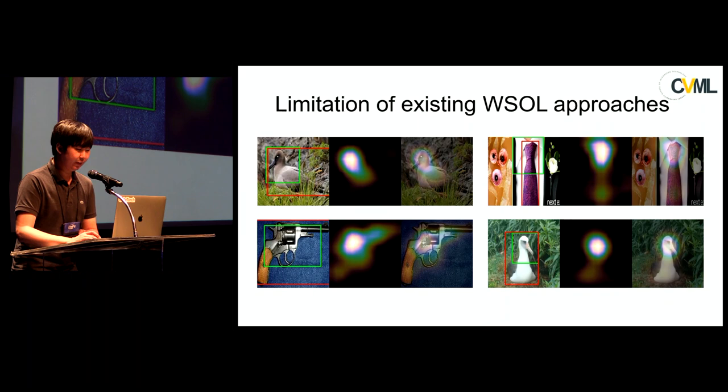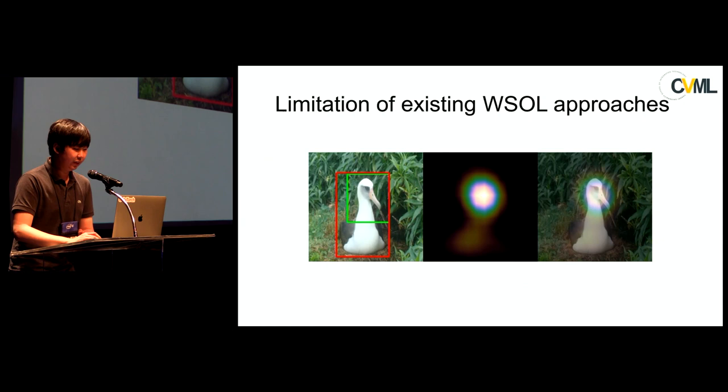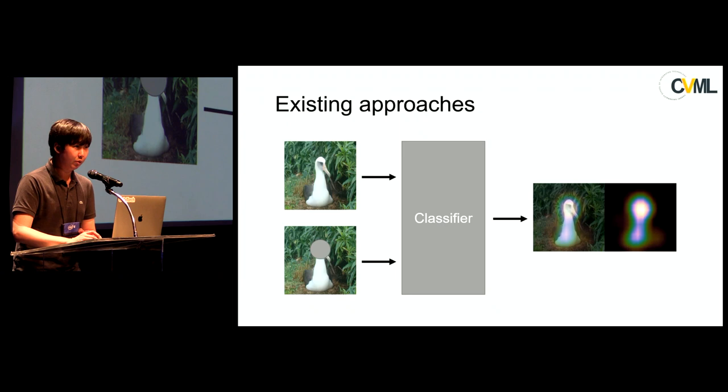However, this technique tends to identify only the most discriminative part of the target object, incapable of covering the entire object. This is an example. Only the head is captured for this bird because it is the most discriminative part. As a result, the entire body is not covered. To address this, existing methods hide the most discriminative part from the model during training. This encourages the model to learn the less discriminative parts as well.